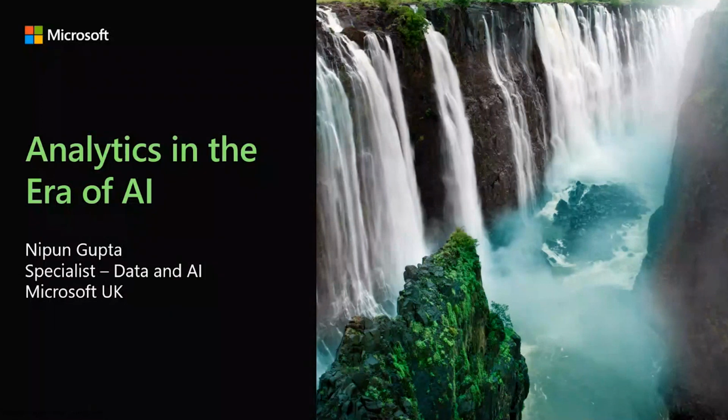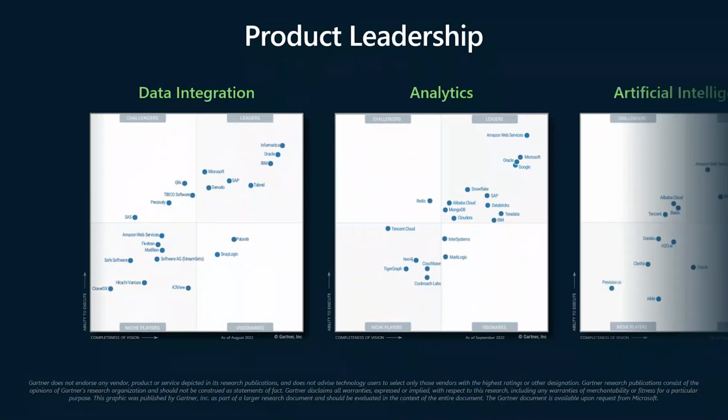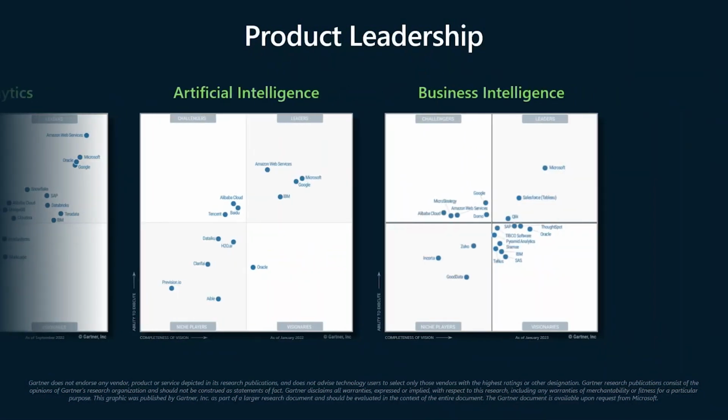Let's get started. To set the scene, essentially, if you look at the respective Gartner Magic Quadrants that cover all of analytics, you may be surprised to learn that Microsoft is the only vendor with a leadership position in all four Gartner Magic Quadrants. Here you see the Magic Quadrants for data integration and analytics, and here you see the Magic Quadrants for artificial intelligence and business intelligence.